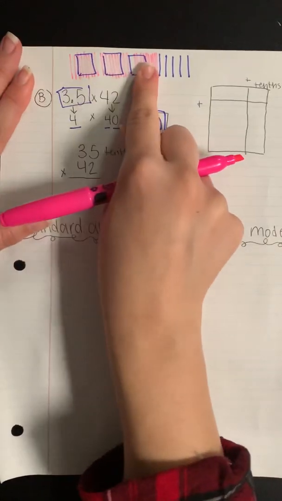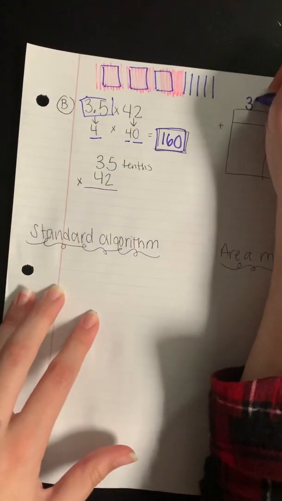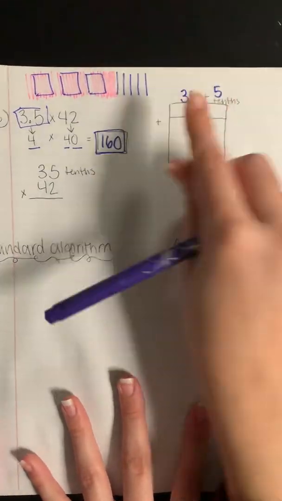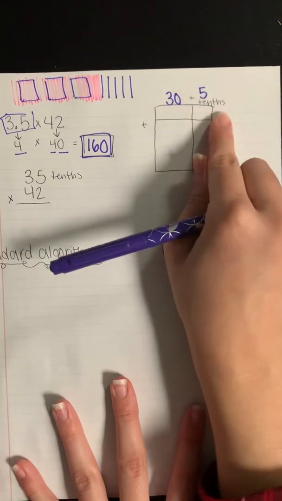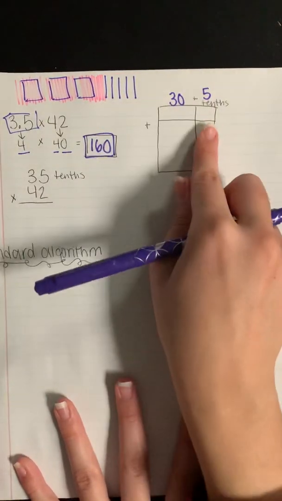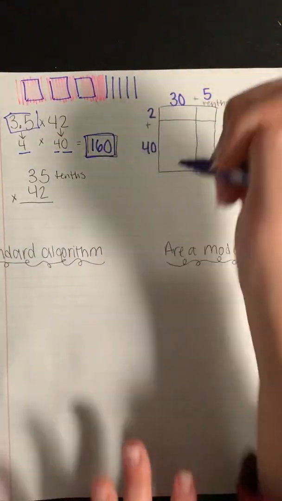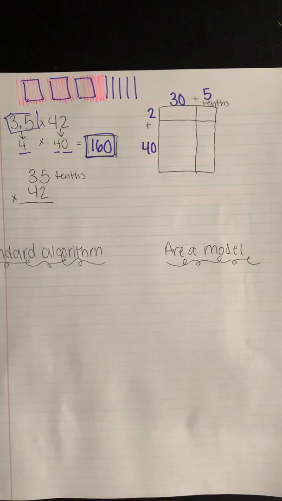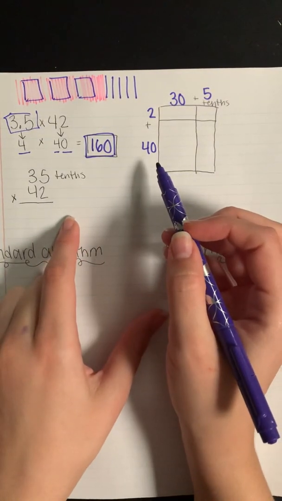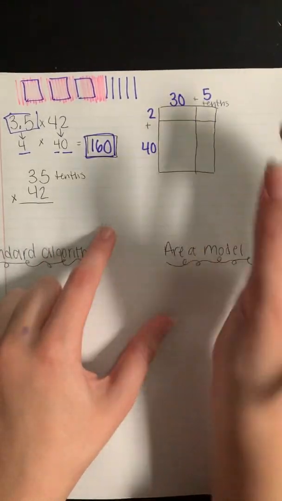So 10, 20, 30. There are 30 tens rods, and then 1, 2, 3, 4, 5 more. So this is going to be 30 plus 5 tenths. That's how I decomposed my 3.5. And then my 42 will be 2 plus 40. And I would use this example to help you if you're trying to use the area model while you're decomposing your decimals so that you're doing it the right way.